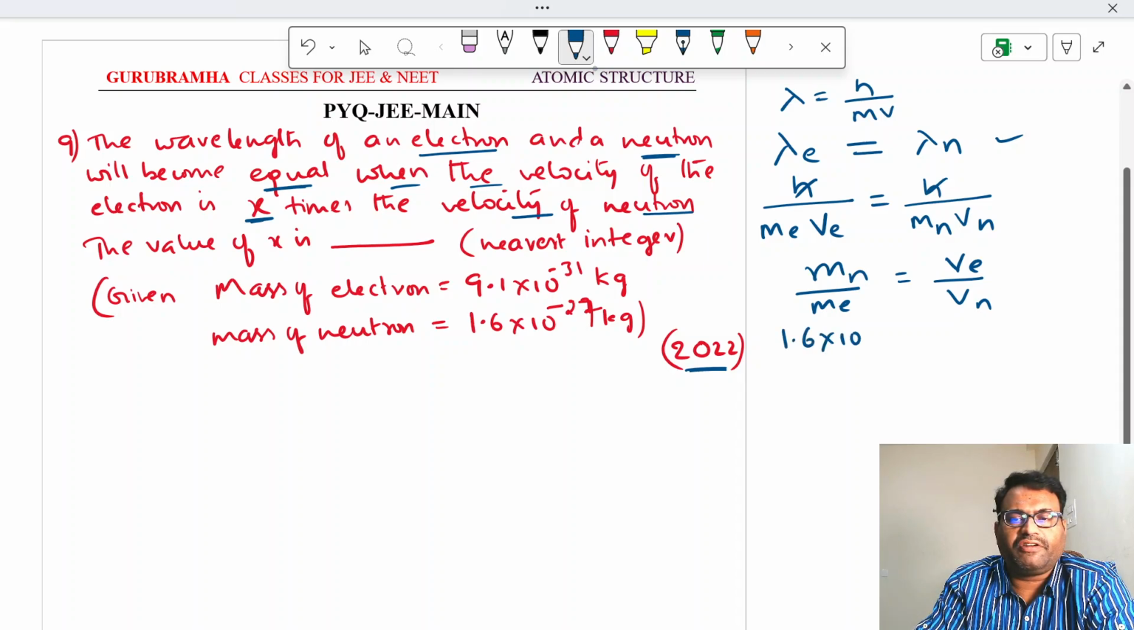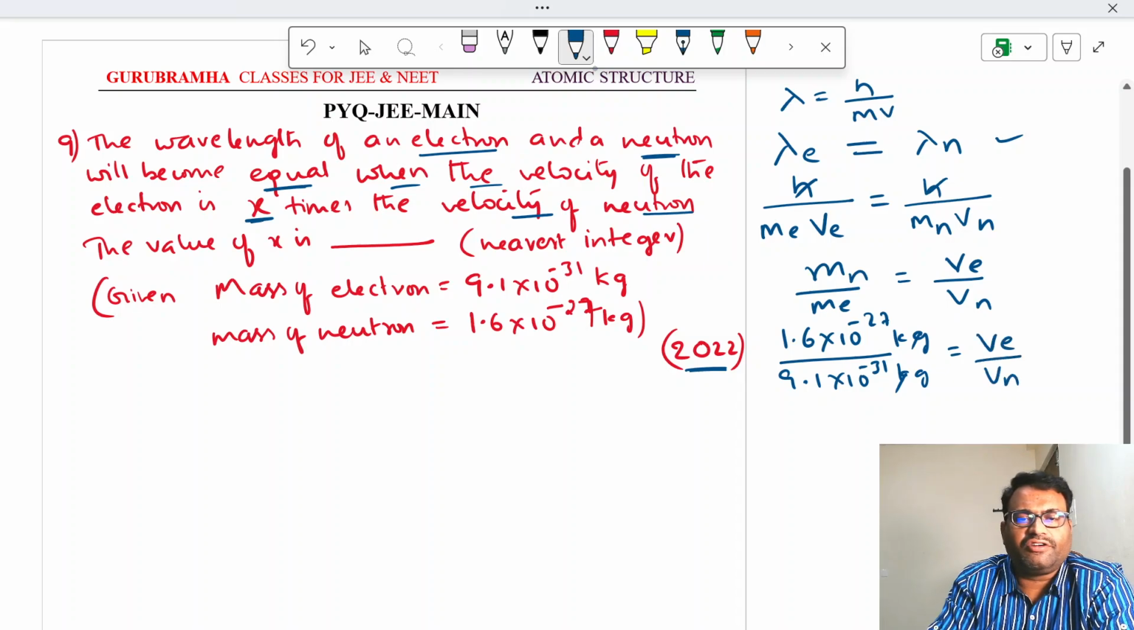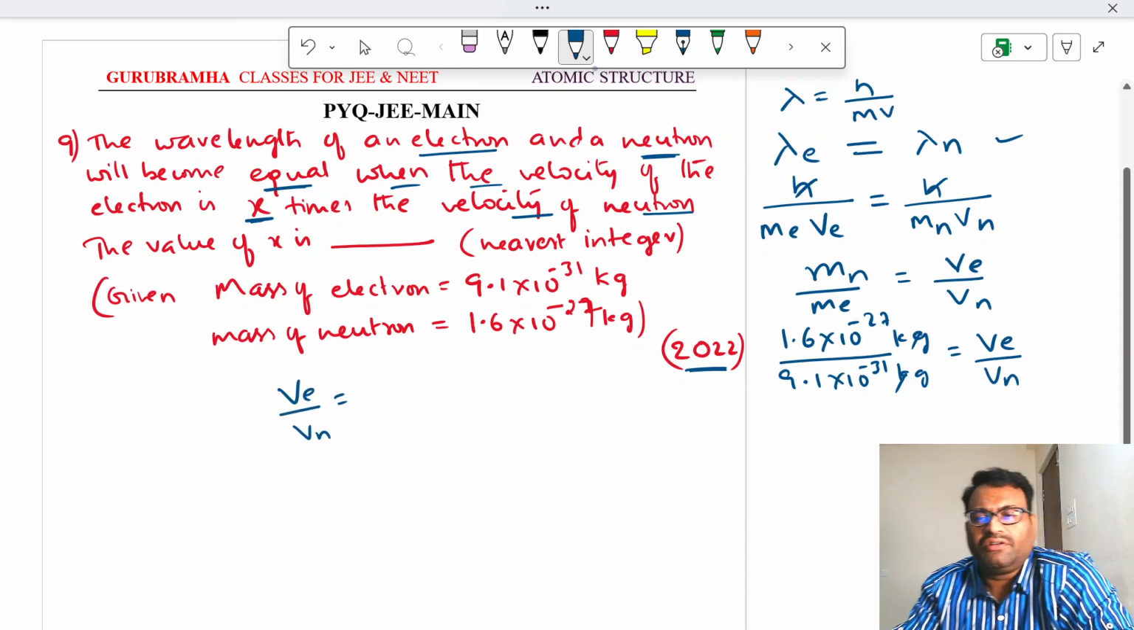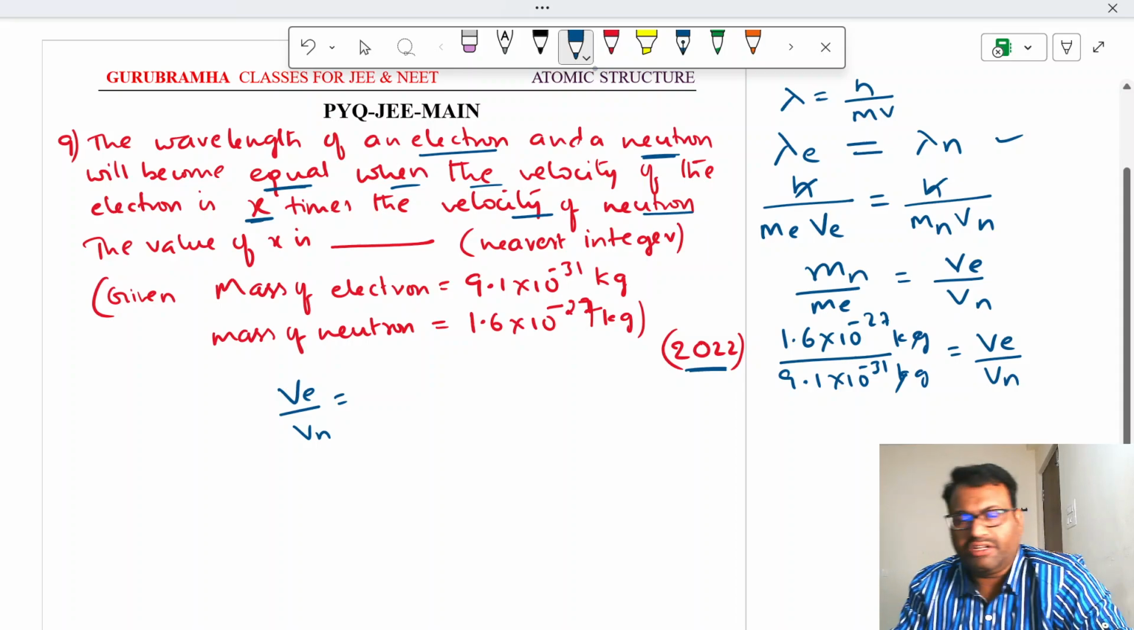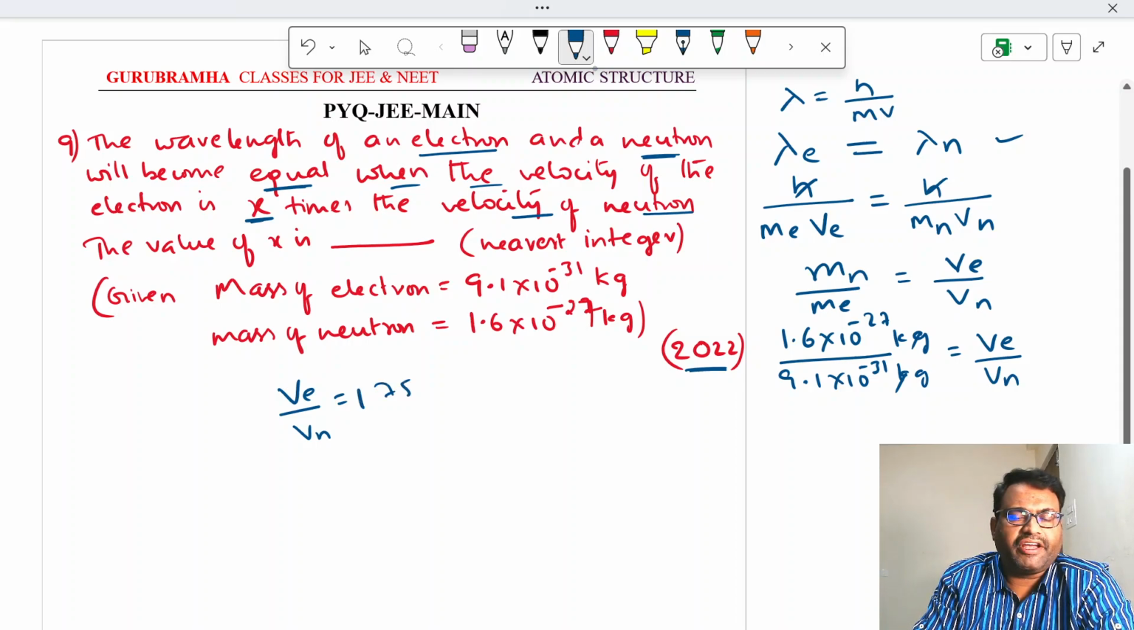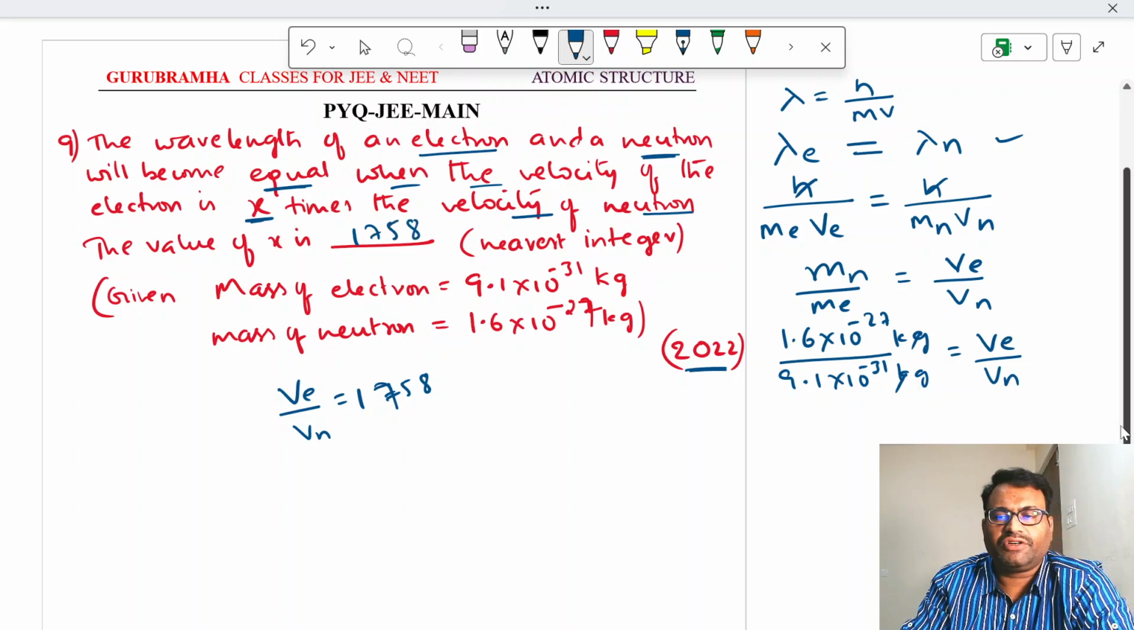1.6 into 10 power minus 27 by 9.1 into 10 power minus 31. These two are in kg, so you cancel, and then we get the ratio of velocity of electron by velocity of neutron. Dividing this, what do you get? 1758. The answer is 175. Okay.